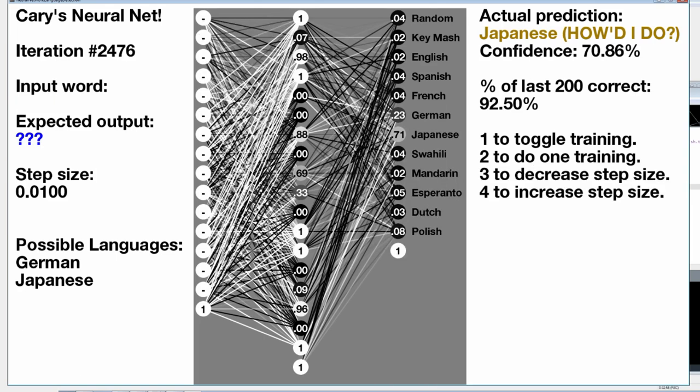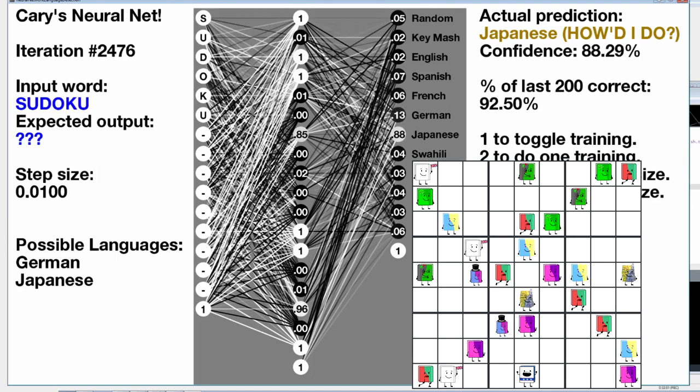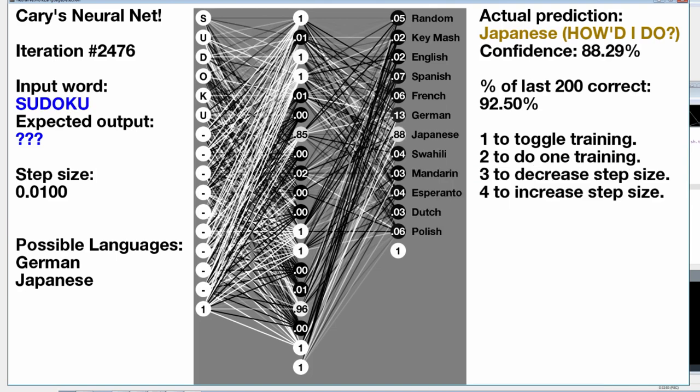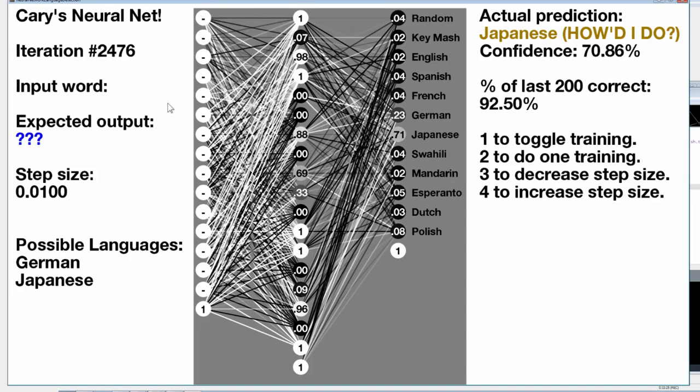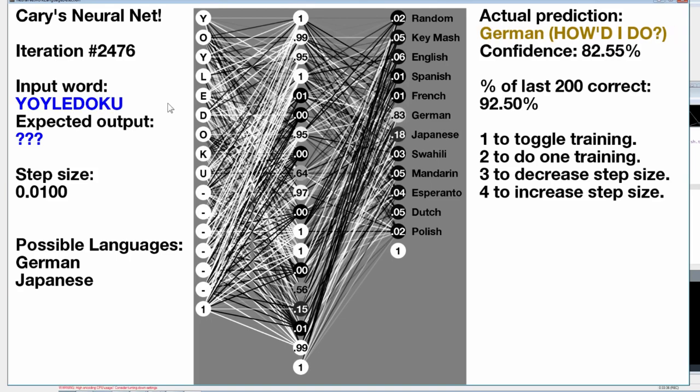One thing that has happened in the twow universe is twow sudoku. And I'm almost certain sudoku is going to come up as Japanese because it is a Japanese word. There it is, Japanese, 88% confidence. That's the highest I've seen so far, and I'm glad it says that. What about Yoyol Doku? Because Yoyol is clearly German, Doku is clearly Japanese. So it's going to be a battle between the two. I wonder who's going to win. Okay, I can't type very well on this because I didn't make it very sensitive. German wins with a big confidence, too. I guess the end, the Doku, just didn't help very much.